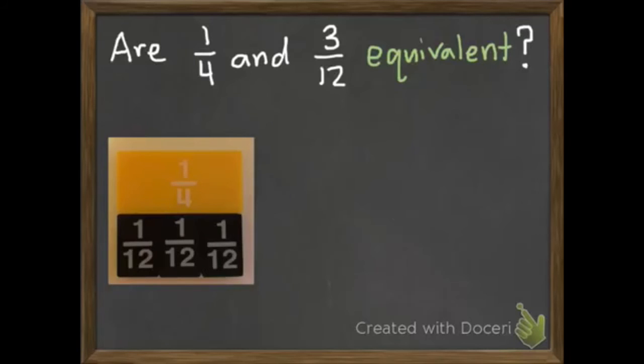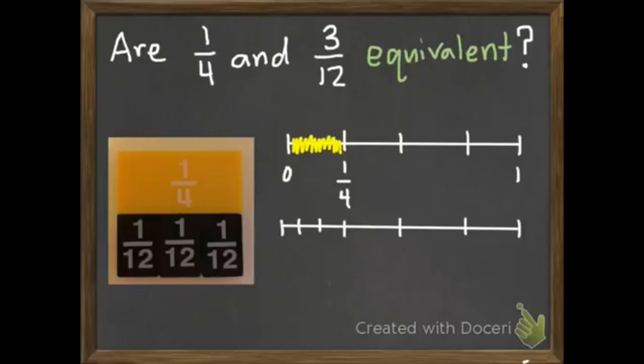You can also use number lines. So if I draw a number line, divide it into 4 equal pieces, and I shade in 1, that's 1/4. And if I draw a number line for 12ths, I draw 12 equal pieces, and I fill in 3. They go the same distance. So are 1/4 and 3/12 equivalent? Yes, 1/4 and 3/12 are equivalent.